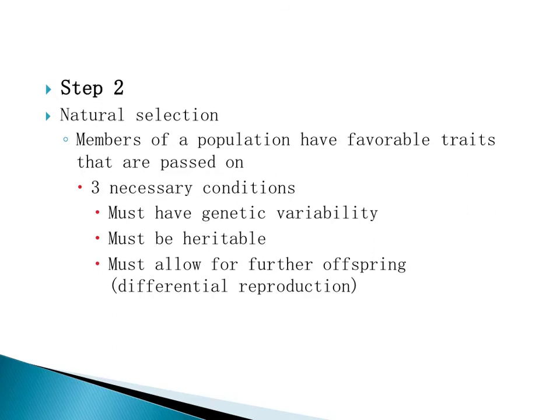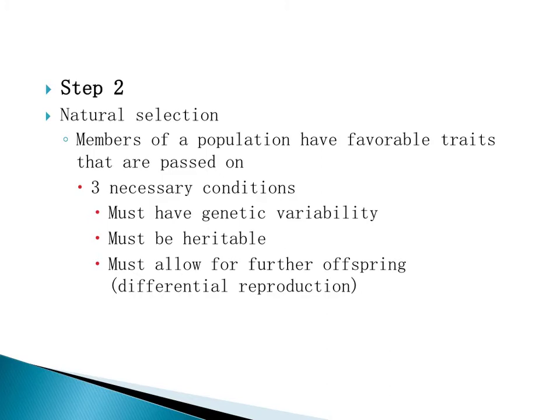Natural selection: members of a population that have favorable traits pass them on. That's what I gave as an example of the green frog, brown frog idea. We must have variability, and those traits must be heritable. Evolution is a great thing, but if you can't pass that good trait on to your offspring, it's pretty much useless. It must allow for further offspring.